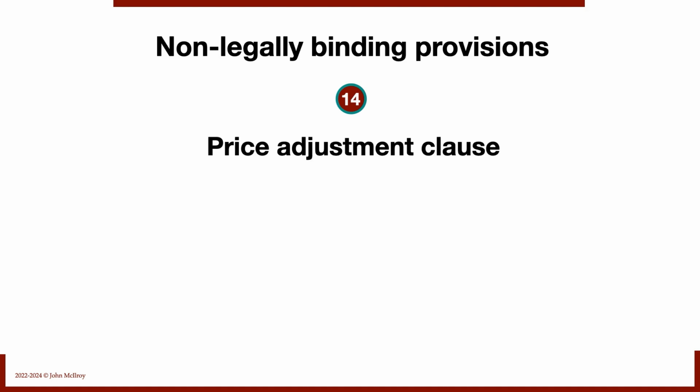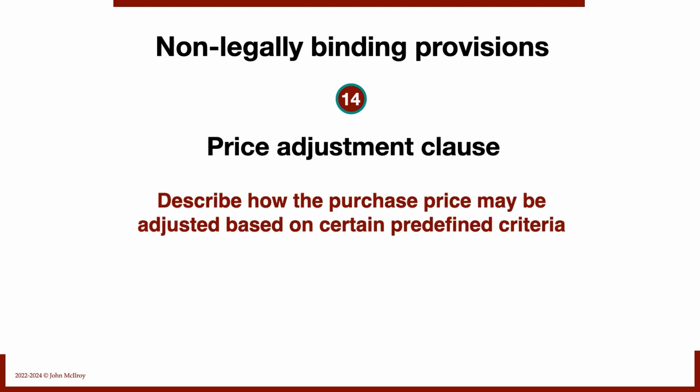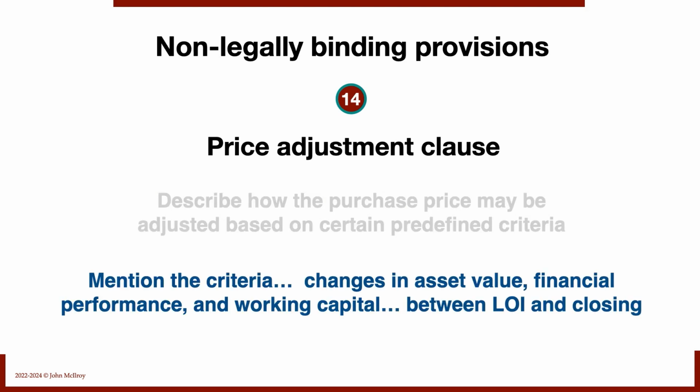Number 14, a price adjustment clause. Usually the LOI will include a price adjustment clause that describes how the purchase price may be adjusted based upon certain predefined criteria. Mention the criteria: changes in asset value, changes in financial performance, changes in working capital between the LOI date and the closing date. Very common to have this provision.